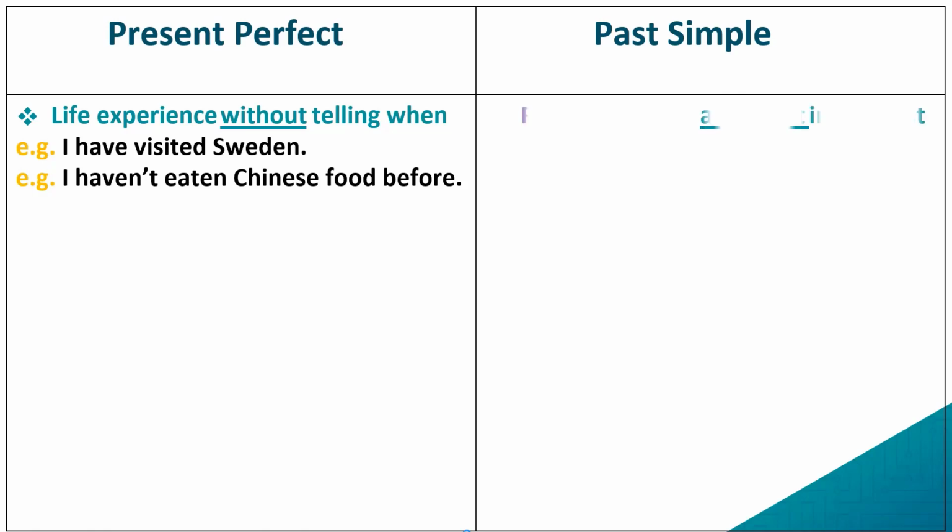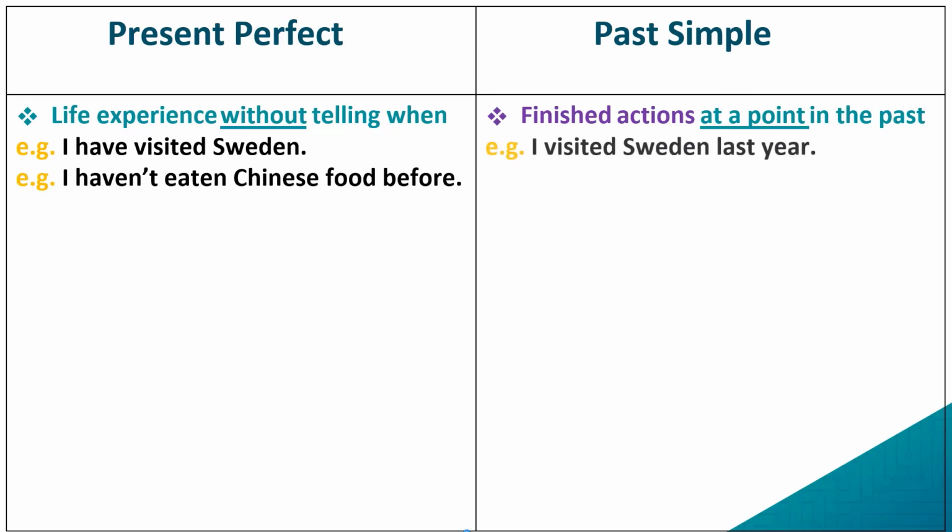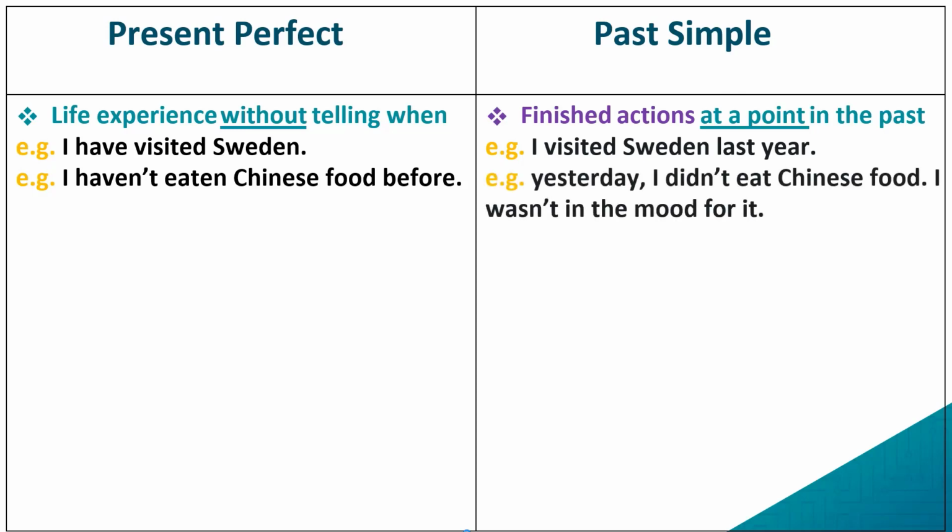But for past simple, it describes finished actions at a point in the past. And naturally, when we speak about an action in the past, we use a past time word, like I visited Sweden last year. Or, yesterday I didn't eat Chinese food, I wasn't in the mood for it. As you can see, we focus on the action at a point in the past.